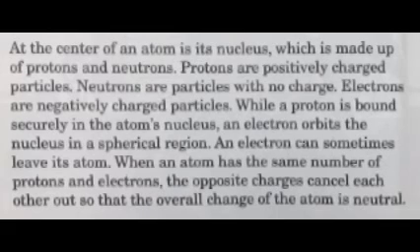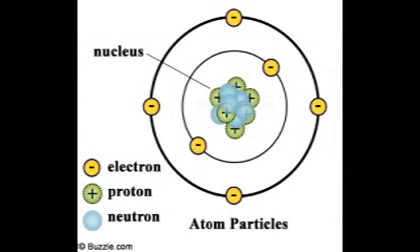When an atom has the same number of protons and electrons, the opposite charges cancel each other out so that the overall charge of the atom is neutral. Here you can see an atom. In the center, you can see the protons and the neutrons in the nucleus, and the electrons orbiting outside of the nucleus.